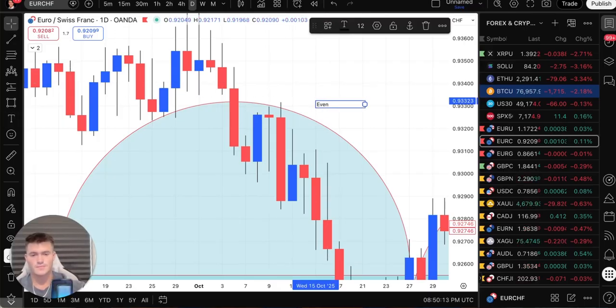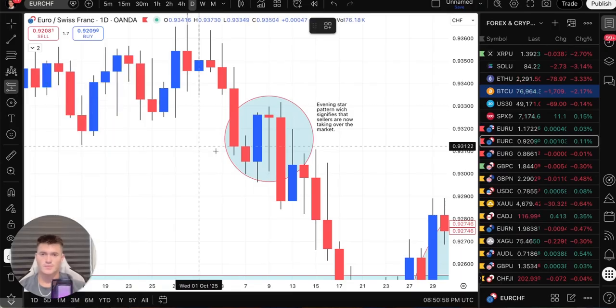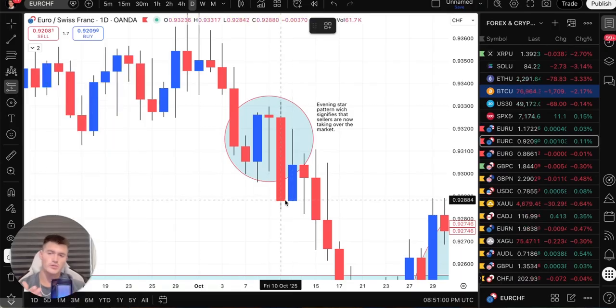Evening star pattern, which signifies that sellers are now taking over the market. Look at that. We also have a bearish engulfing candlestick. So we can enter sells here, short position. We can enter after the bearish engulfing candlestick.